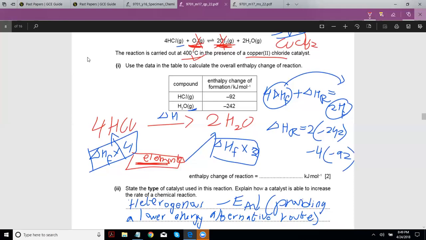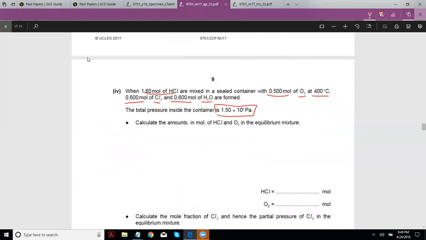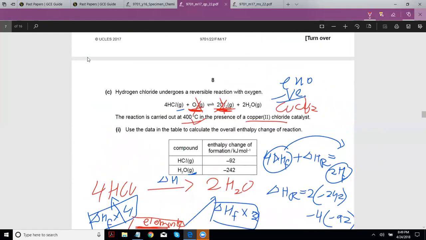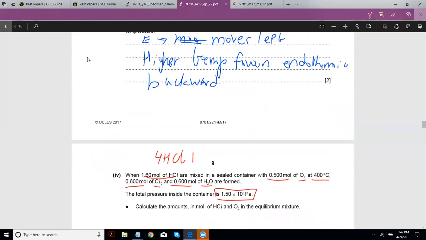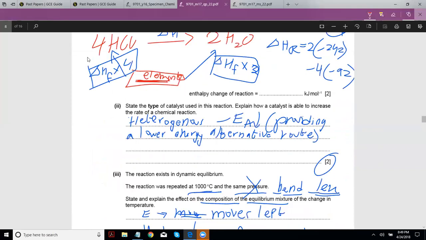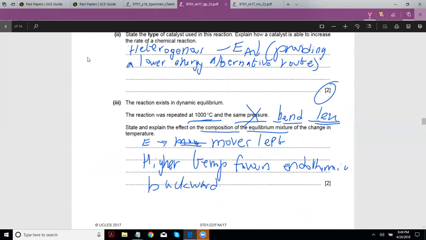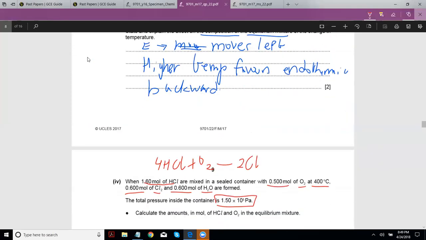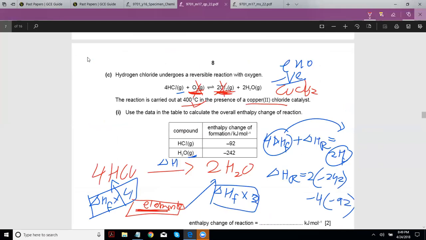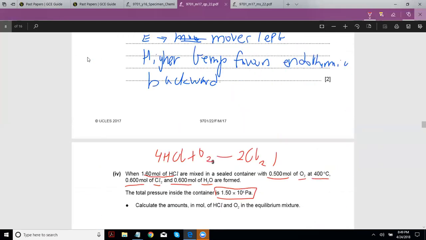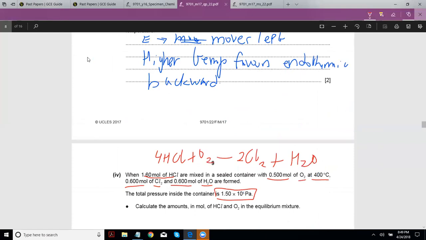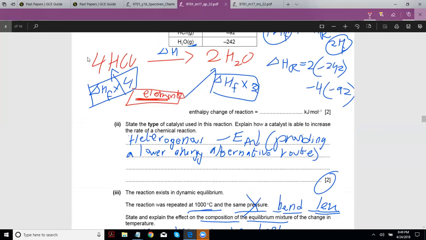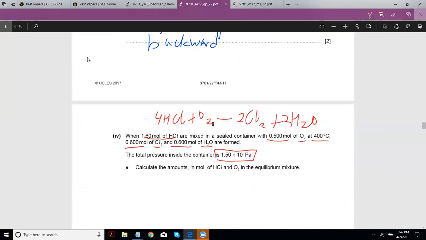ये reaction नीचे लिख लेना, आसानी हो जाएगी. 4HCl plus O2 goes to 2Cl2 plus H2O. 2 है ना? हाँ, good.